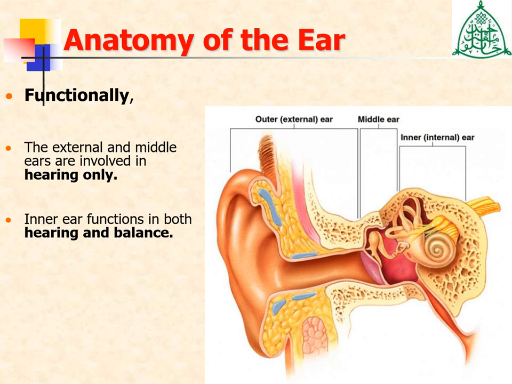Functionally, the external and middle ears are involved in hearing only, whereas the inner ear functions in both hearing and balance. Technically, this means the external and middle ear have no functional relation with balance.